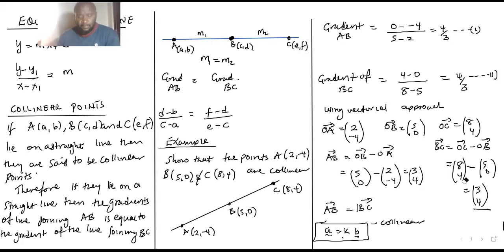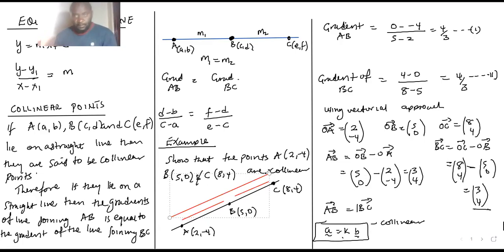Eh? Collinear points. Collinearity of points, we said, if points lie on the same straight line, then the gradient of AB is supposed to be equal to the gradient of BC. And what does that mean? It means that if you are here between A and B, and you get the gradient of this part, that gradient should be the same as the gradient of this part. It is also the same as the gradient from A up to C. So any gradient you choose to find should be the same.